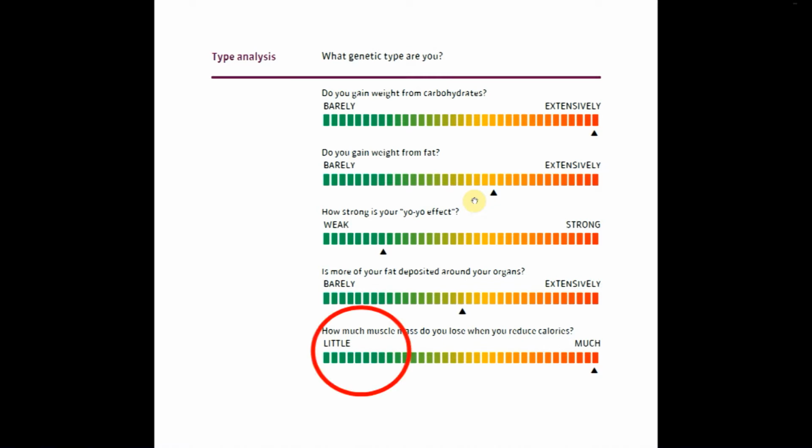If your arrow is here, it means your muscle mass is quite stable. You're still going to lose some, you still should do some exercise to keep your muscle mass, but it's a lot less important to do power-oriented sports. Or you might be somewhere in between here.